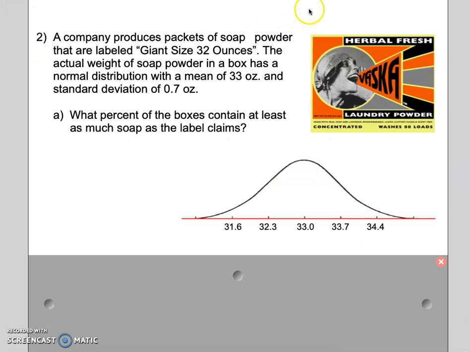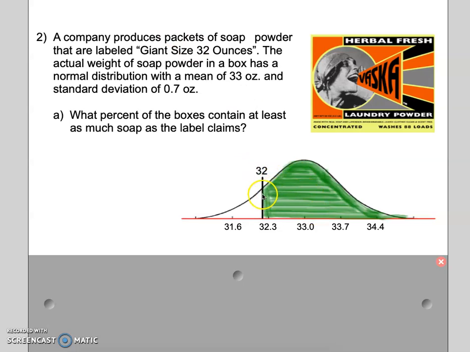Okay, real life example. Please read through this, pause the video, try to do this on your own without my help. I'll go through the answer when you come back. Actual weight, 33 ounces, so that is my mean. Standard deviation of 0.7 ounces, I counted up and down by 0.7s. What percent of the box contains at least as much soap as the label claims? The label claims 32 ounces. So here's 32. All of these over here contain at least as much as claimed.